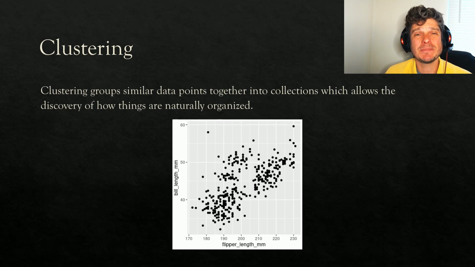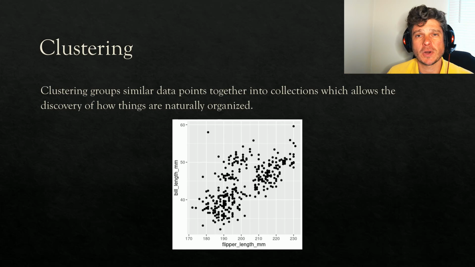Now, the last type that we're going to talk about is clustering. Clustering is where we try to group together similar data points into collections, or groups, or clusters that allow us to really discover how things are naturally organized. This can be really hard for humans, especially with large data sets. In this example, it's not even that large of a data set.